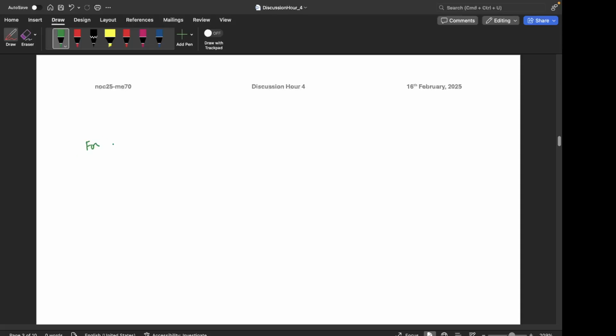So for leg 2 and leg 3, we have an additional rotation about ZB of 120 degrees and 240 degrees, right?